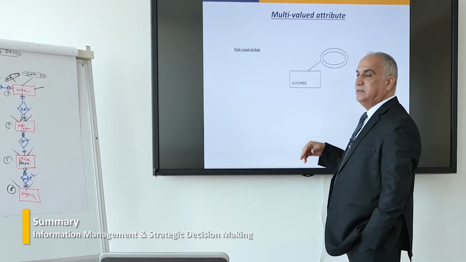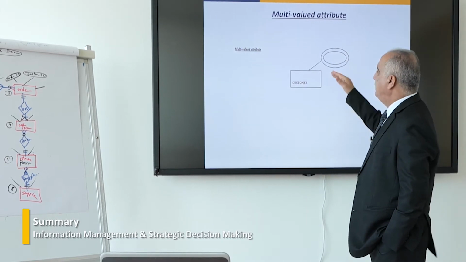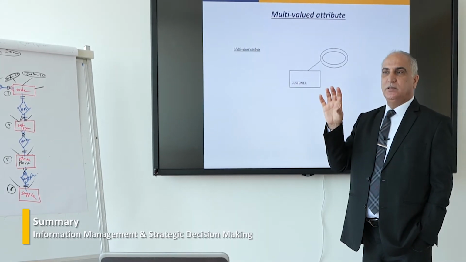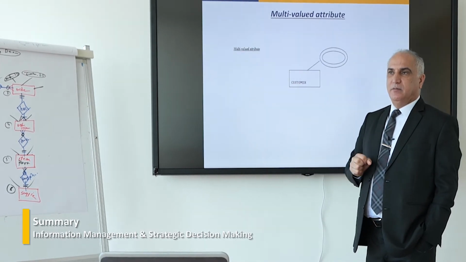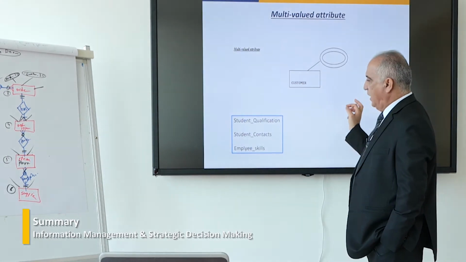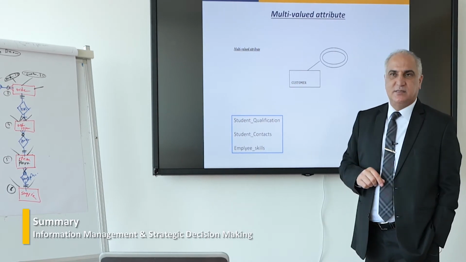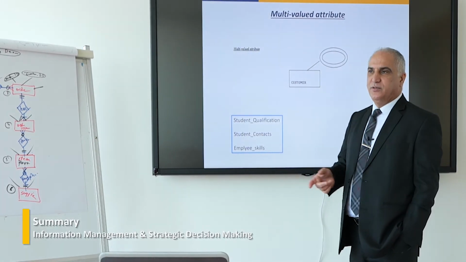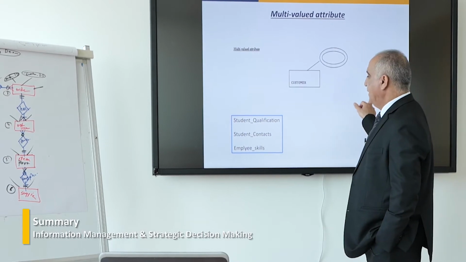Okay, multivalued, the symbol is a double circle, and it means an attribute that has multiple values. Example, a student has, let's say, many skills. An employee has many skills. A customer has many addresses, more than one address. A student has more contacts, mobile, phone, whatever, multiple. Qualifications.